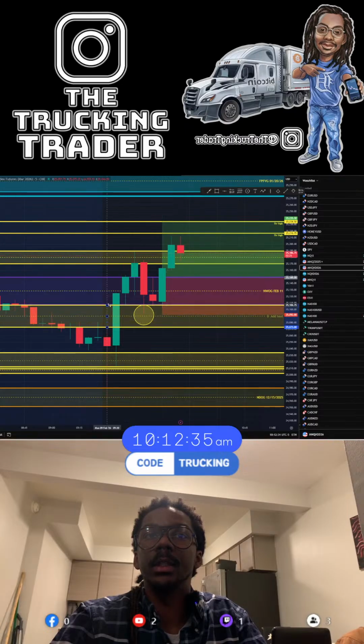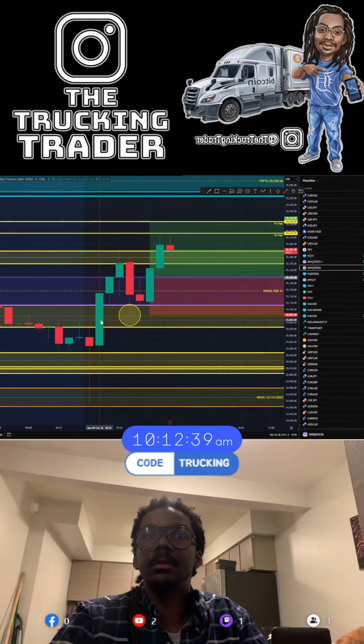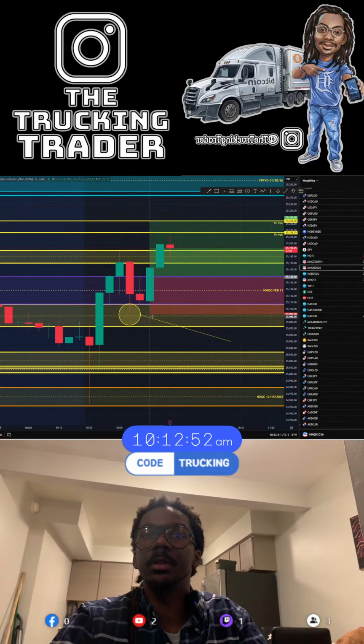If it wanted to get a little bit tricky, this fair value gap should definitely hold price up no matter what, right? So if it does come down here and blow through this low, we know we can have this as the ultimate safe stop, right?